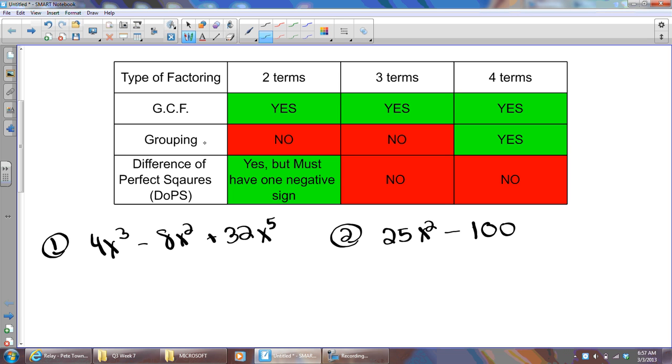Okay. Now, if we're trying to group, can we group with two terms? No. Can we group with three terms? No. And can we group with four terms? Of course, that's when we do group. The difference of perfect squares pattern, that I'm going to refer to as DOPS. Two terms, yes, but must have one negative sign, right, for it to be a difference of perfect squares. Okay. Three terms, the DOPS won't work, and four, the DOPS won't work.